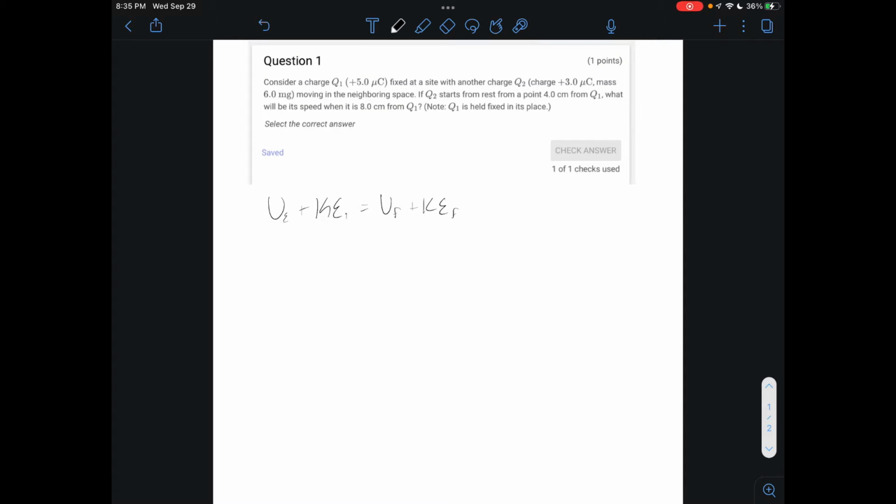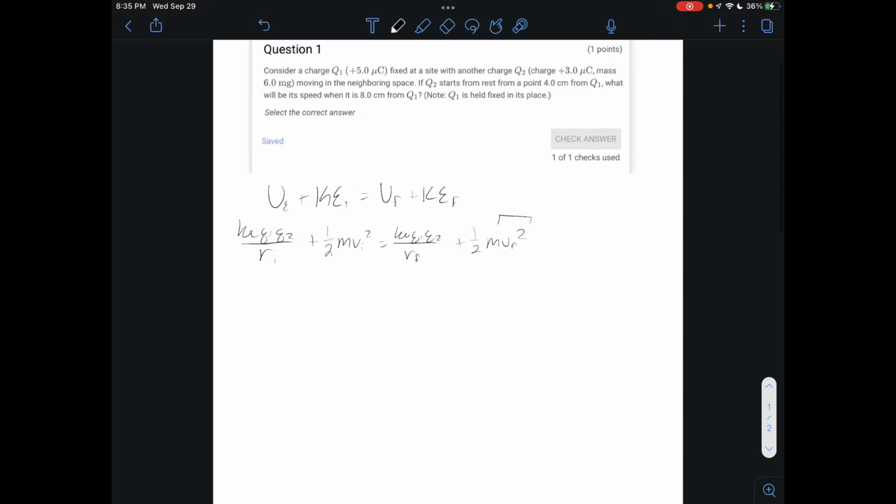So that's going to give us our equation. Our initial potential is Ke Q1 Q2 over R1, and this is our initial, plus 1/2 m v initial squared. It's going to be equal to Ke Q1 Q2 over our final R2, plus 1/2 m v final squared. And of course, this final velocity is what we're looking for.